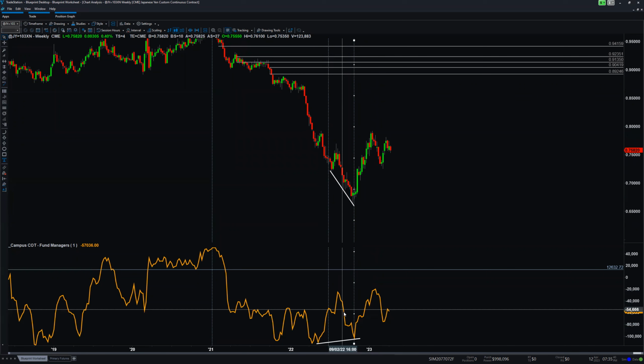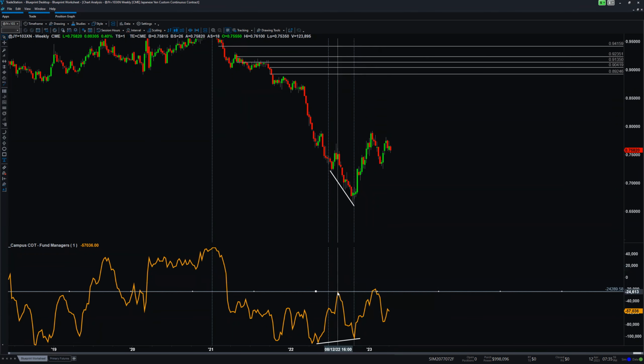The non-commercials did not go into a new low. The non-commercials bought that low, right? They bought it, they held it, and they put a lot of contracts on the table, and eventually price rallied out of this low. Okay, how far did price rally? It rallied to this high.